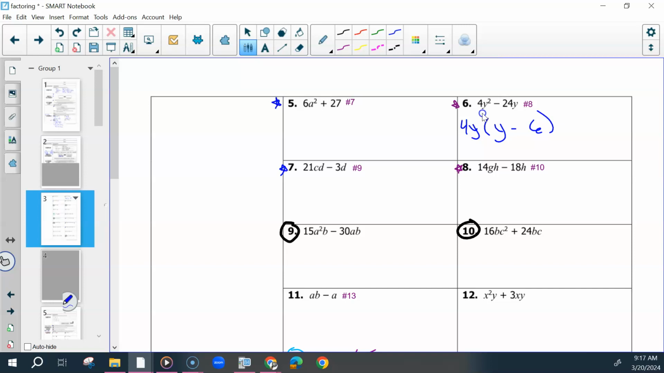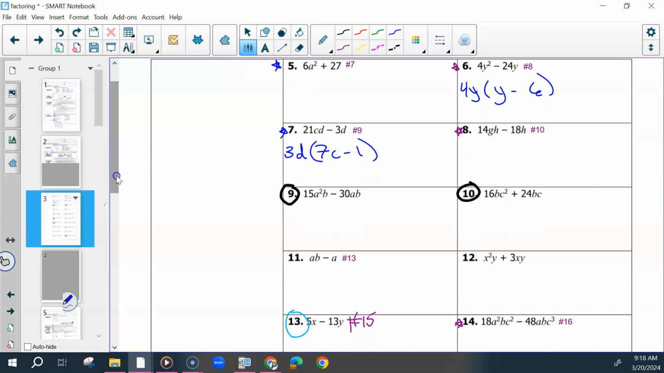Let's do 7. The highest number we can divide out of both of those? 3. And then do they have anything else in common? b. So divide both by 3b. What's left? c minus 1. 7c minus 1. Questions so far? If you are confused or not understanding, this is your time to ask.